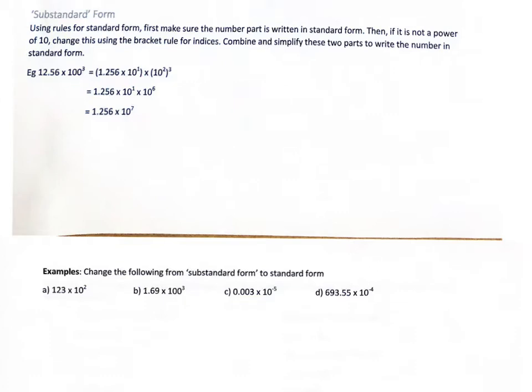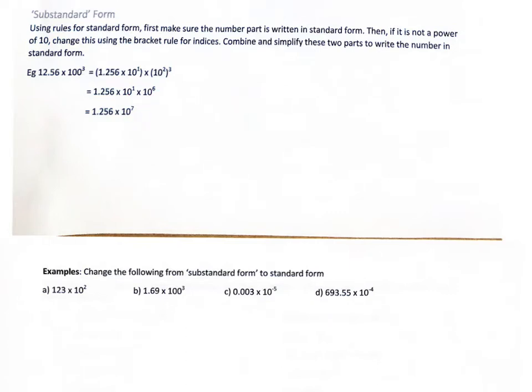We can also change the 100, so that 100 is 10 squared. We should know that. I've put it in a bracket because we're cubing the 100. We can write this as 1.256 times 10 to the power of 1 times 10 to the power of 6. Our rules for indices: we multiply, so 3 twos are 6. And then again, with the same base, base 10, we can combine these two to get 10 to the power of 7.